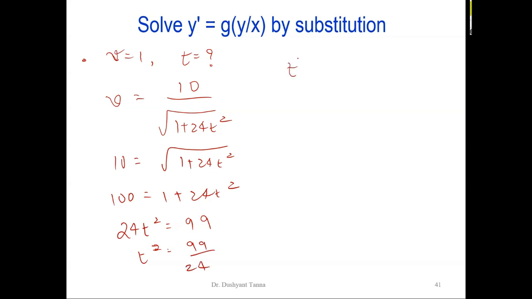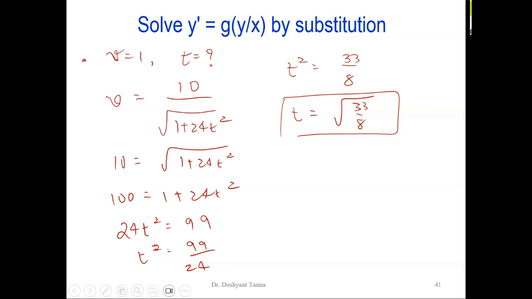You can simplify it if you want. t squared is equal to 33 over 8, and t is equal to the square root of 33 over 8, which is just above 4. So the root will be just above 2. 33 over 8, whatever that comes as, that's the value of t. Just about 2. You can check it if you like.